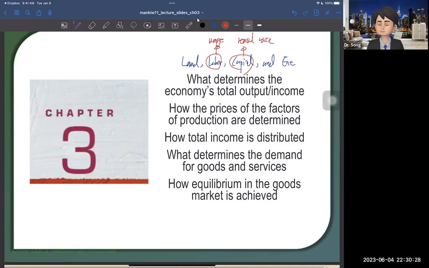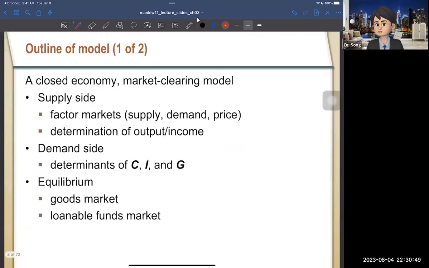After that, we're going to study how the total income in this economy is distributed. That's the labor income and capital income. We're also going to talk about the demand for goods and services, how it is determined. And then the last one is the equilibrium in the goods market. All right, so this is the outline of the model. We study the closed economy model, so that means there is no trade, so we don't need to study the exchange rate yet, but we're going to cover that later.